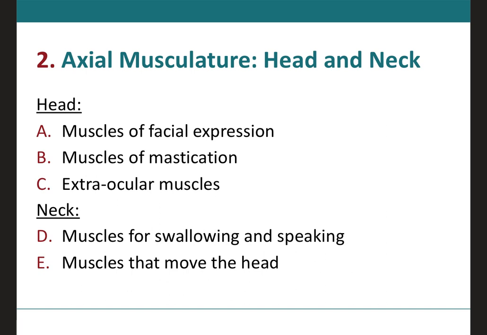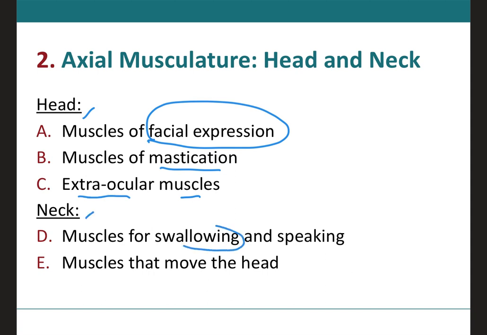So the muscles that belong to the head can be broken down into muscles of facial expression, muscles of mastication or chewing, and the extraocular muscles, the muscles that will be on the outside of the eye. Then for muscles of the neck, we have the muscles that will help with swallowing and speaking, and the muscles that will help to move the head.